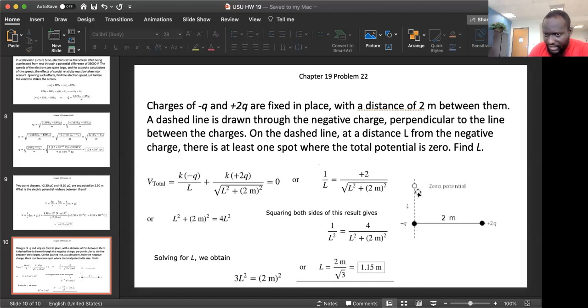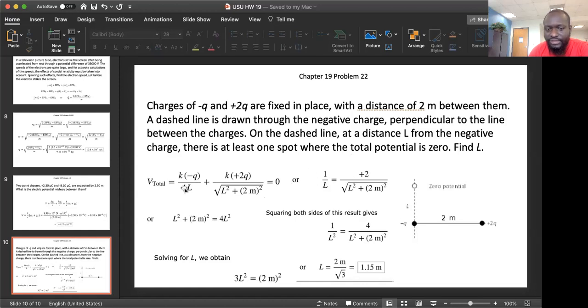So the potential due to negative Q is k times negative Q over the distance L. The potential due to 2Q, the distance between 2Q and here, is the square root of L squared plus 2 squared. We want this whole distance, so it's this squared using Pythagoras, plus 2 squared, square root. So that will be k times plus 2Q divided by that distance. And then we want that to be 0. So what will L be if we want V total, this sum, to be 0?